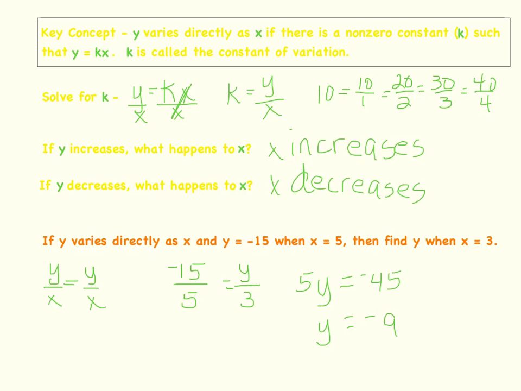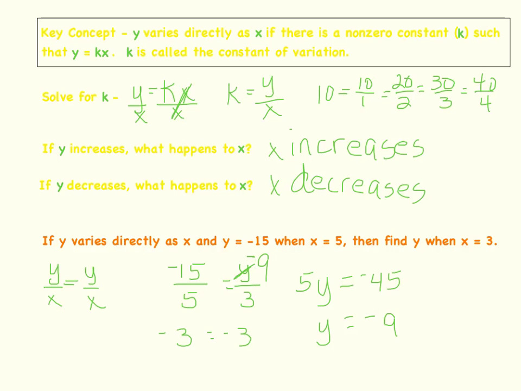And so if we were to plug -9 in right here, let's just do the division. -15 divided by 5 is -3. And then we have, -9 divided by 3 is also -3. So this would be our constant of variation. K would be our constant, -3 would be our constant of variation.